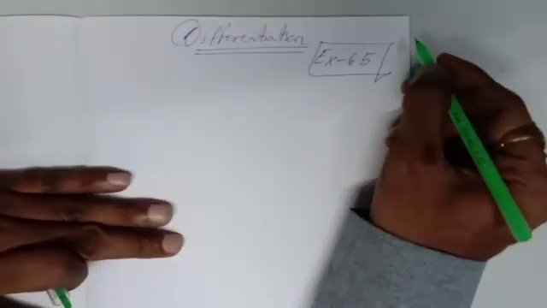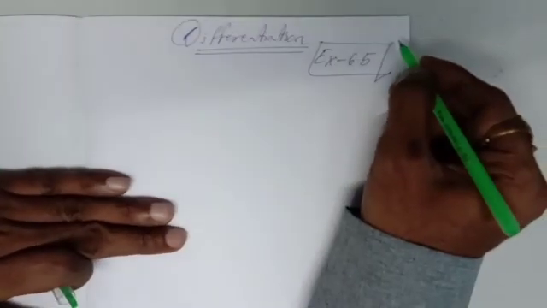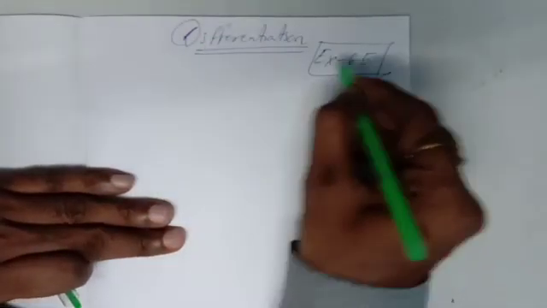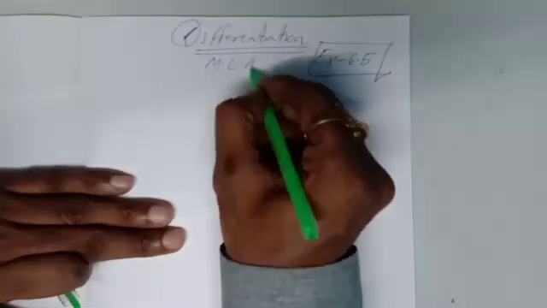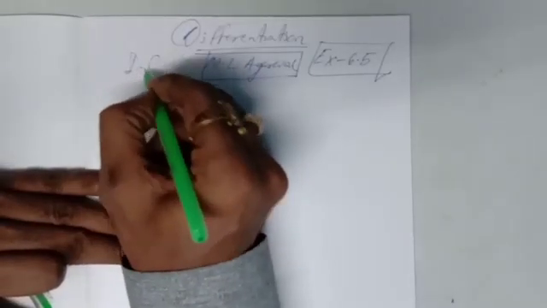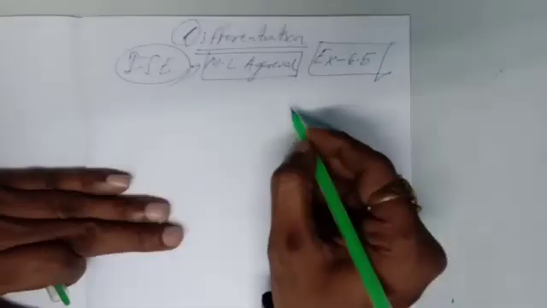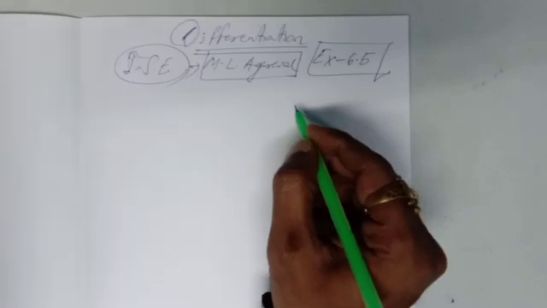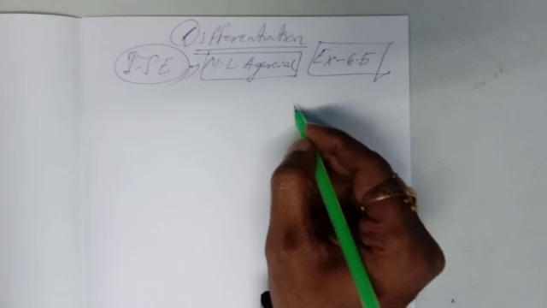Students, today I am going to continue the chapter Differentiation, exercise 6.5 from the book ML Aggarwal for ISC. Chapter name is Differentiation, exercise 6.5. Find the derivative of the following function with respect to x.